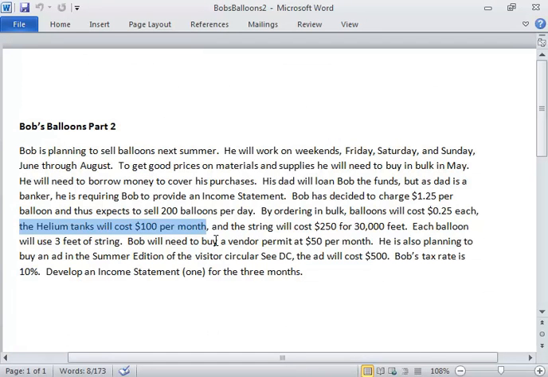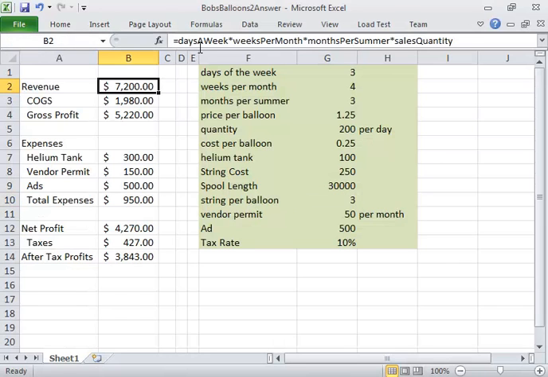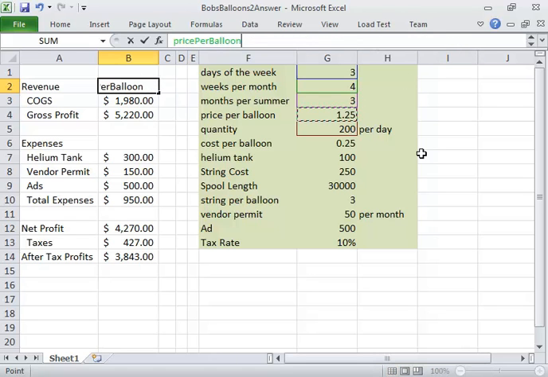It says further that he will need to buy a vendor permit at $50 per month, and that he's buying an ad that's going to cost him $500 for the entire summer. And then finally, his tax rate is 10%. So, first we need to figure out the revenue. Now, the revenue is equal to days per week times weeks per month times months per summer times sales quantity times price per balloon.